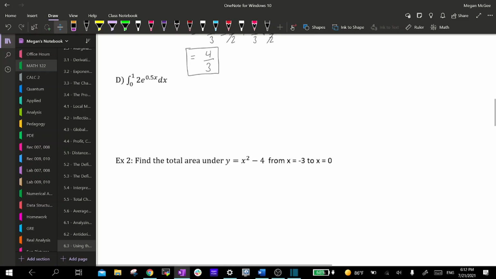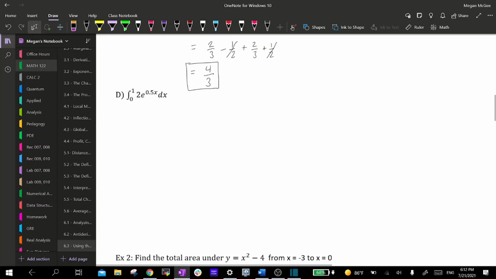All right, and last one for this question, so part D. Let's go ahead and take a look. So this is an exponential rule. All right, so we have e to the 0.5x. We know that we need to divide by whatever constant is in our exponent, so 0.5. But then we can't forget about the 2 that was originally there. And then evaluate that from 0 to 1.